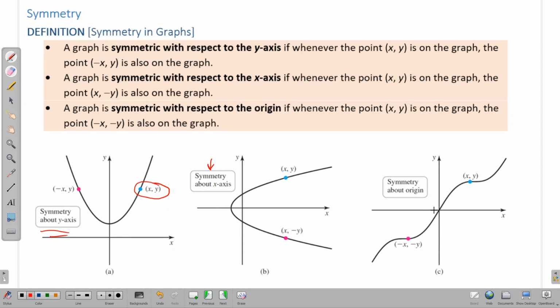And then the final type of symmetry is symmetry about the origin. So this is rotational symmetry. If you rotated this 180 degrees, the graph would fall right on top of itself. This point would rotate right down to that point. So the algebraic way of saying that is whenever (x, y) is on the graph, (negative x, negative y) is also on the graph.